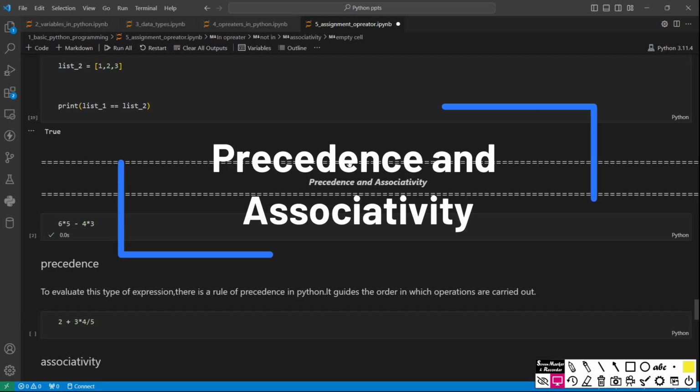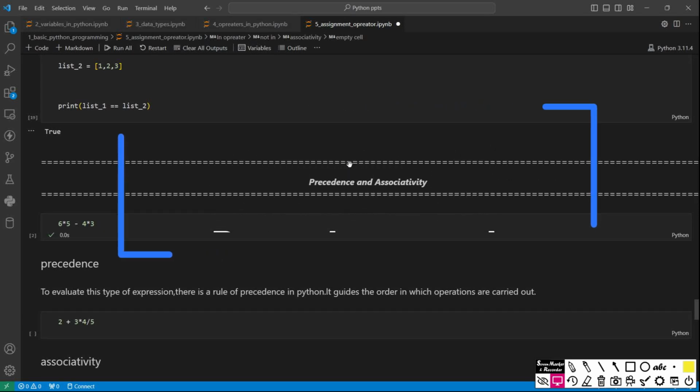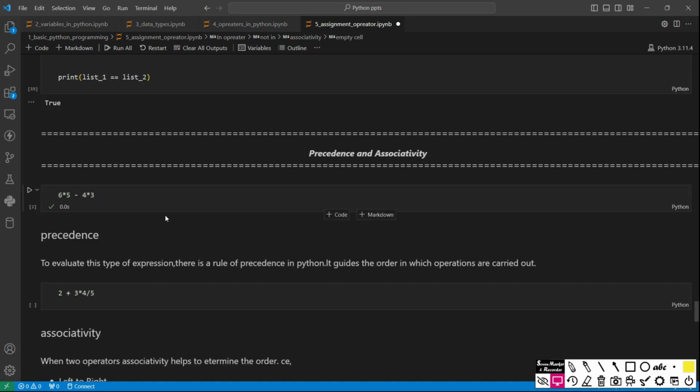So hey everyone, welcome back to SkillSharp, and today we are going to see precedence and associativity of Python operators. So what exactly are precedence and associativity?